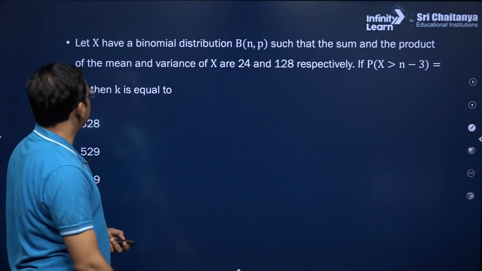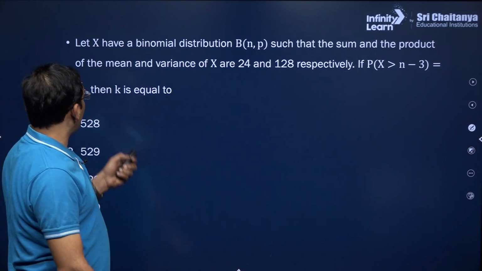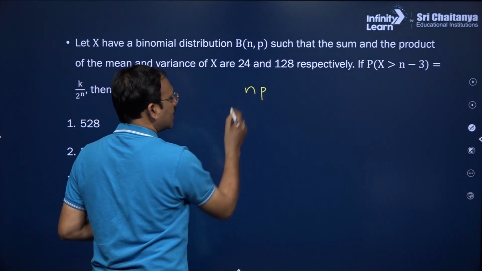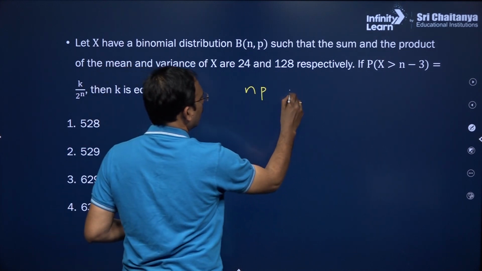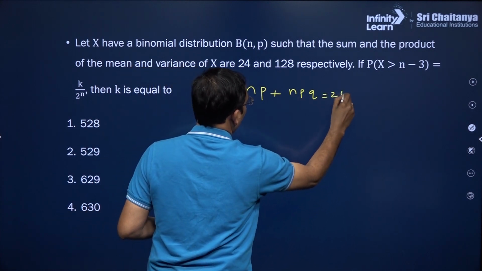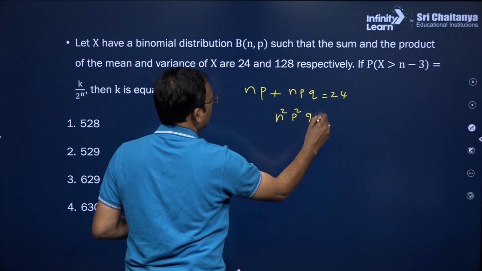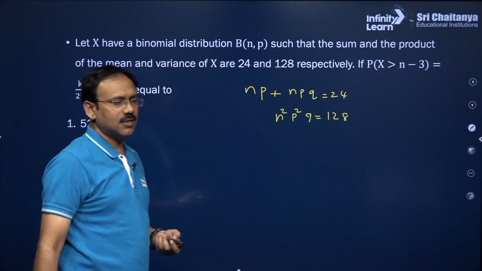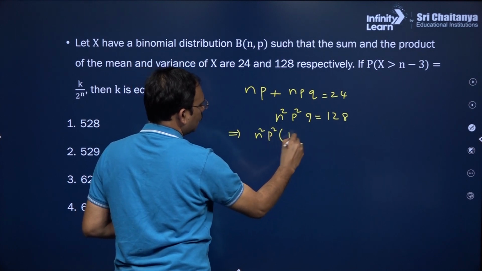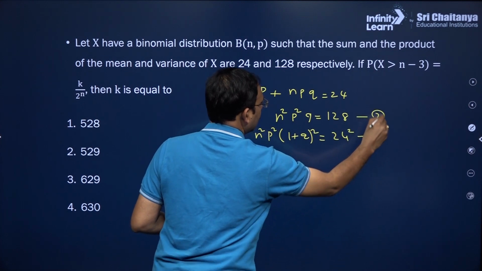That's it. Next. In the binomial distribution, such that the sum and product of the mean and variance of the variable... You see, in a binomial distribution in the standard notation, mean is np, variance is npq. The sum is given as 24, as well as the product, np into npq, n square p square q, is going to be 120, my dear friends. Now you just take np common and square it, n square p square into (1 plus q) whole square is equal to 24 square. Let it be equation 1 and this is equation 2.